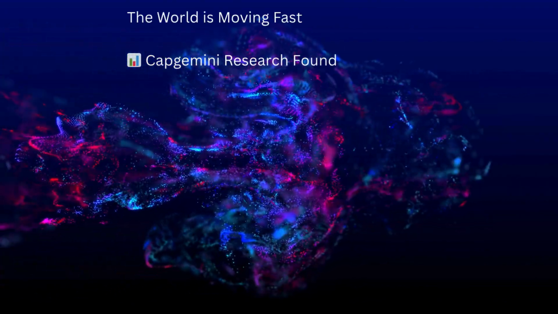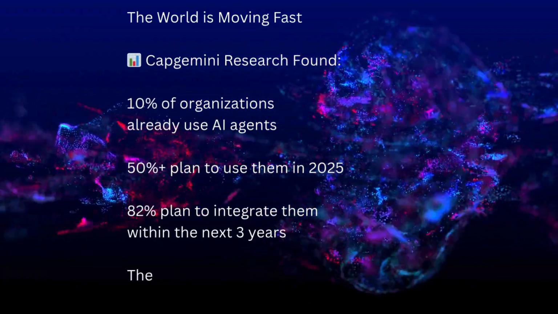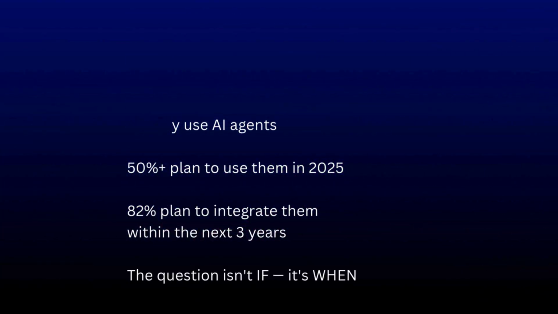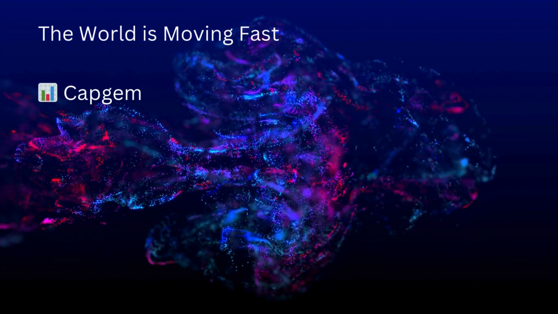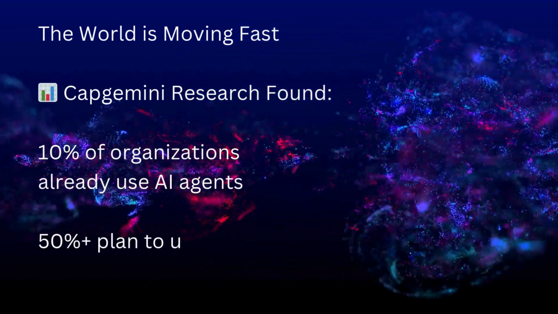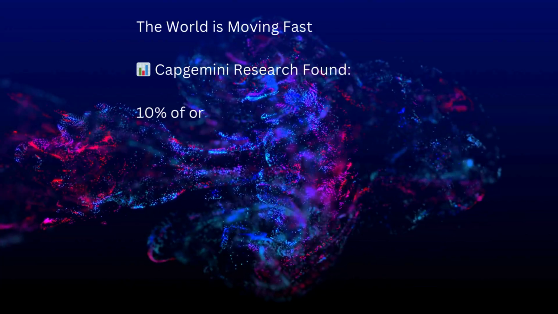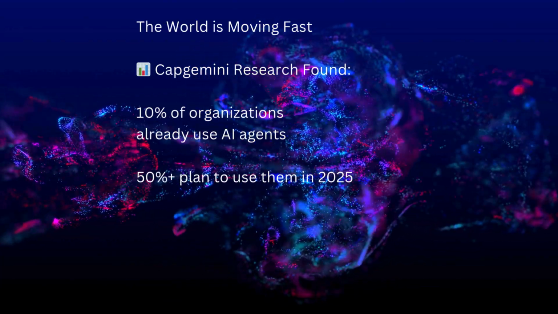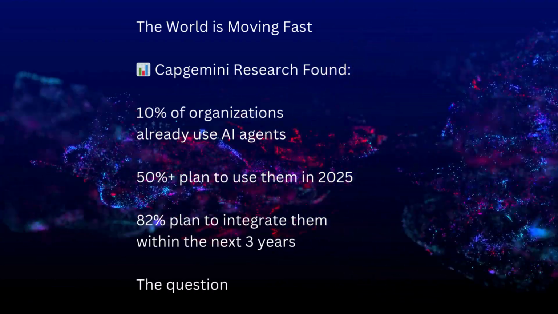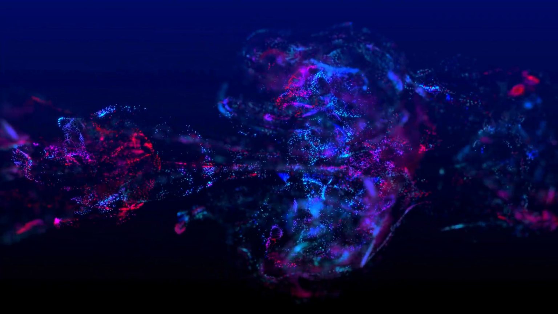And companies are catching on fast. According to Capgemini's research, 10% of organizations are already using AI agents today. More than half plan to adopt them by 2026, and a massive 82% plan to integrate AI agents into their workflow within the next 3 years. This is not a future technology anymore, it is happening right now. The question for any business or professional is not whether to pay attention to AI agents, it's whether you can afford not to.